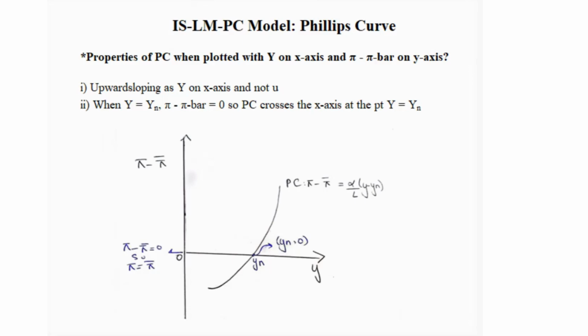So whenever you're plotting the Phillips curve in this space, you need to keep in mind that your x-intercept is going to be at the natural level of output.